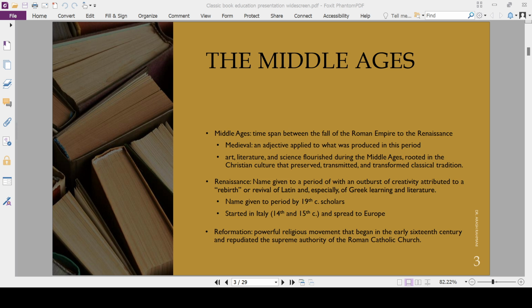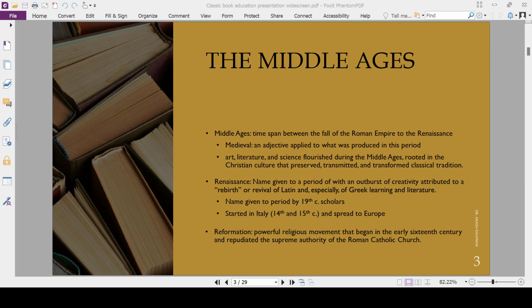Let's talk about the Middle Ages. The Middle Ages signifies a time frame or a period from the fall of the Roman Empire to the advent of the Renaissance. And it served as a fertile ground for the flourishing of art, literature, and science, all deeply entrenched in the Christian culture of the period. Yes, of course, we have the pagan culture as well, but most of the works which have been preserved for us, that show us what those periods looked like, have been preserved because of the Christian culture and because most of the publications in this period were done by the church.